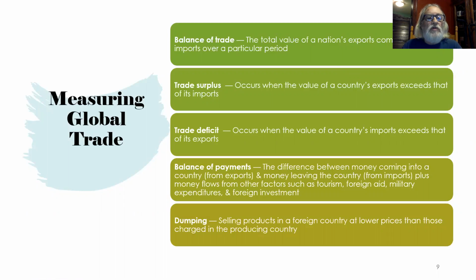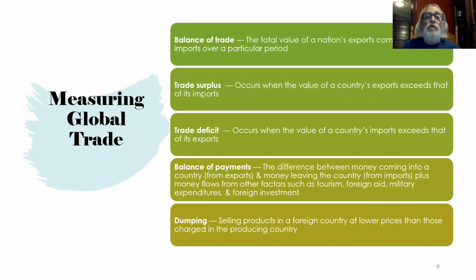What I'd like to talk about this time is some of the different ways that we measure global trade. So basically, a few definitions here. Balance of trade first. When we talk about that, we're really talking about our imports versus our exports. And this is generally over an entire year's period. So we balance how much we've exported that year with how much we've imported, and we see if the balance is either favorable or not favorable.